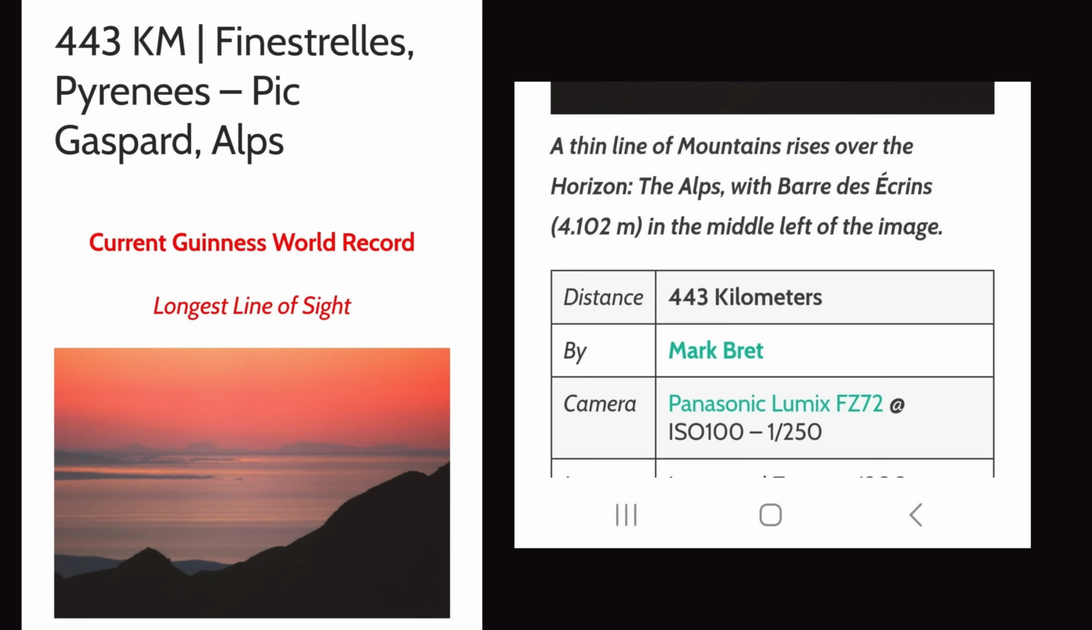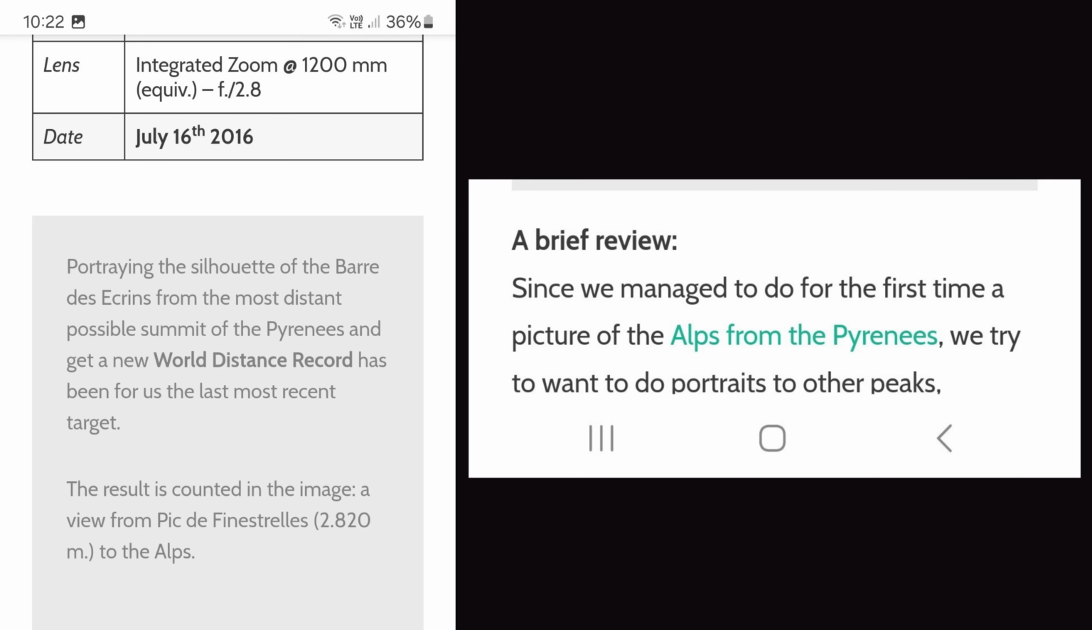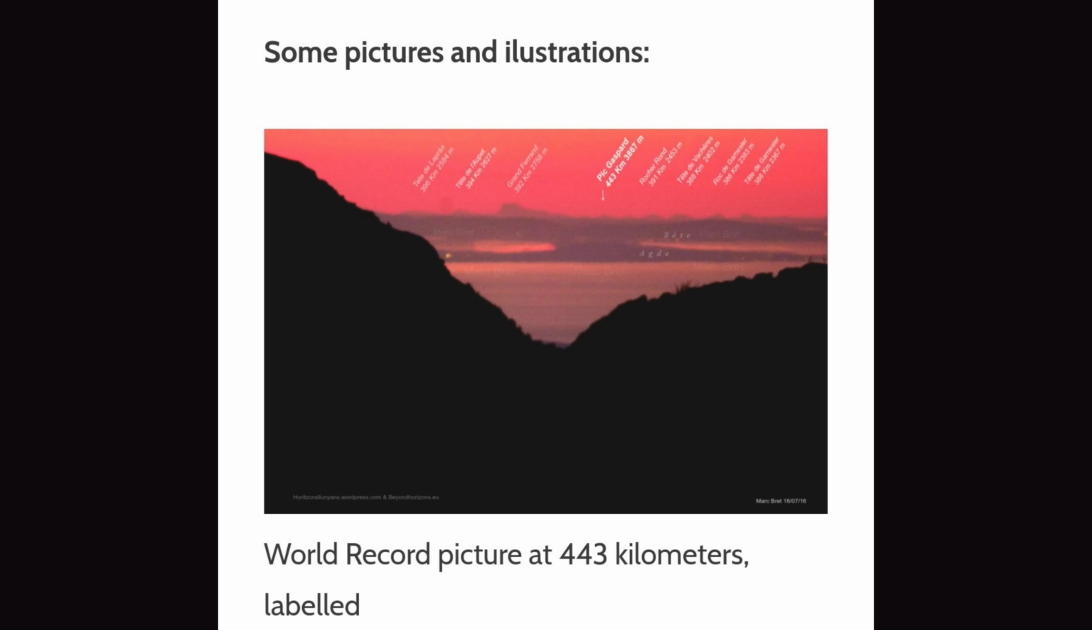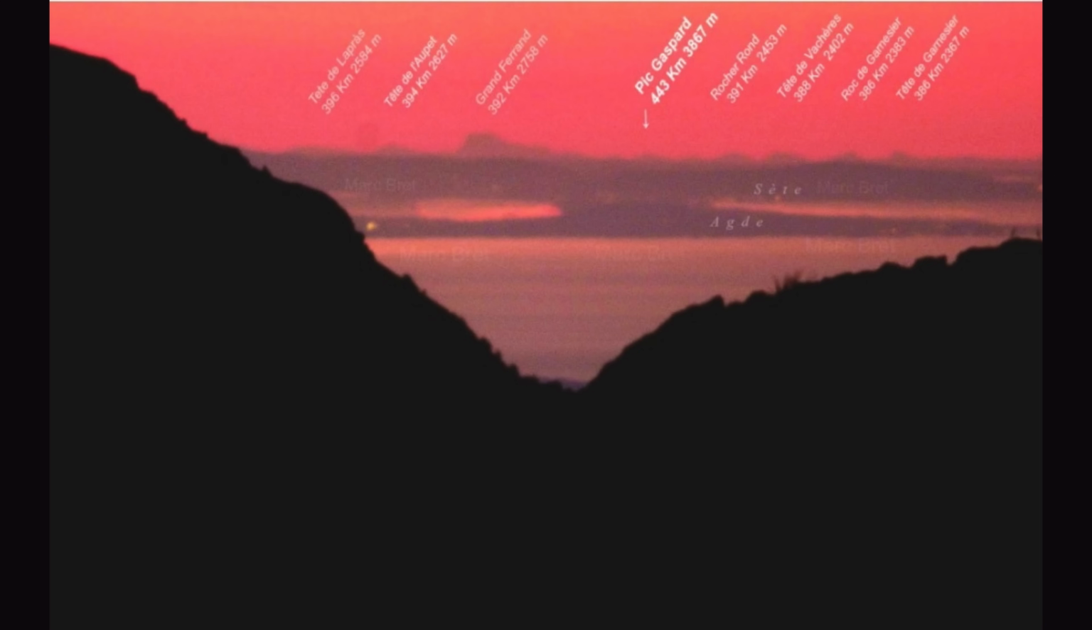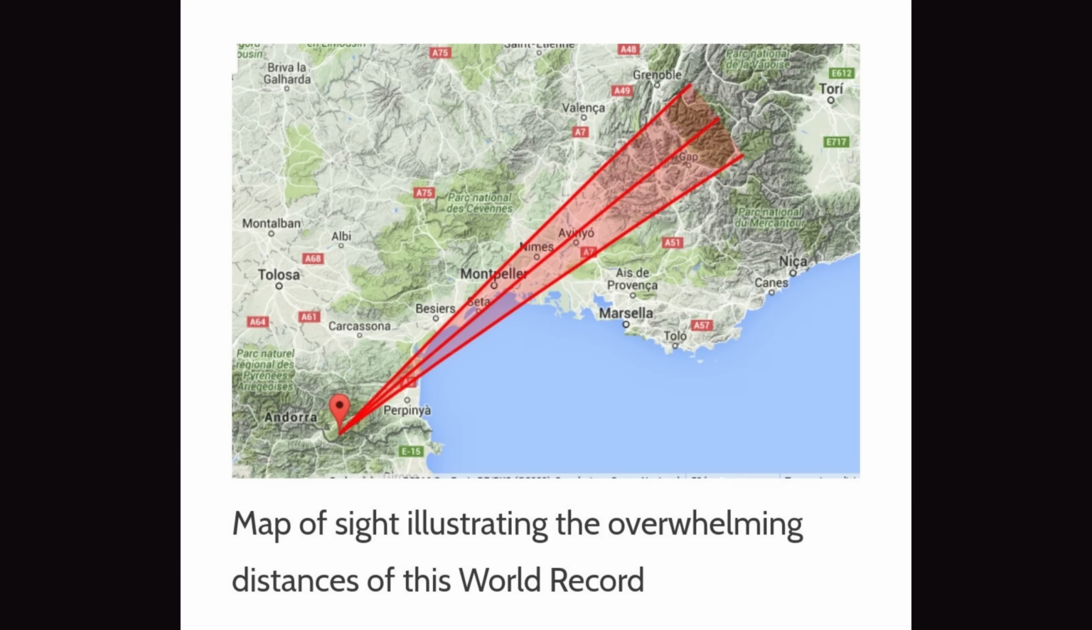And you can see it's a photo from 443 kilometers. You can see some details of the camera and some other stuff here. Again, pause it if you want. So the photo was taken on July 16, 2016, and here it is. So it's a world record photo from 443 kilometers, and they even show you the surrounding mountains as well. And here it is on the map. You can see a crazy long distance.